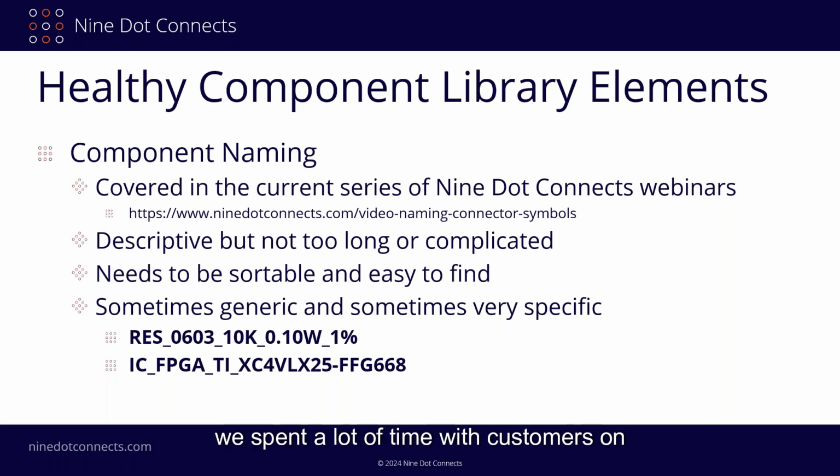So we spend a lot of time with customers on symbol and component naming. You can see down here, for instance, the resistor, RES 0603 10K. If all the resistors are labeled like that, they're very easy to sort and find. And of course, ICs and things that are very unique, you just put in the manufacturer's part number.